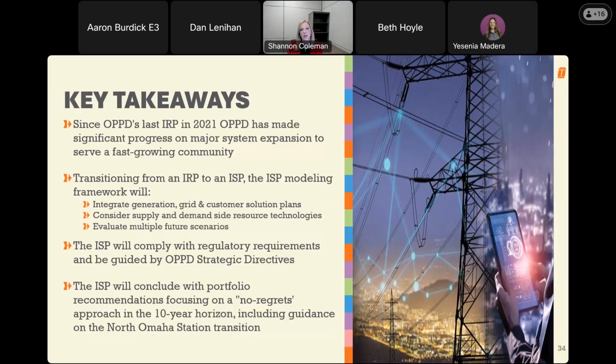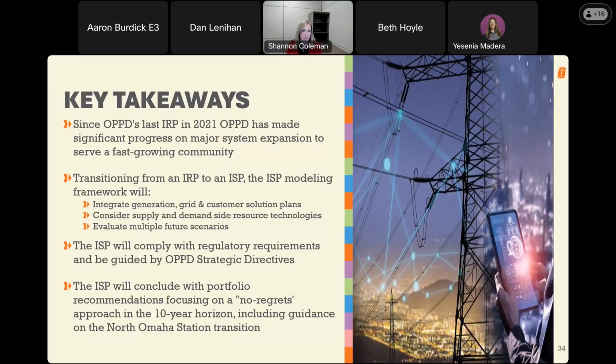The value of each potential portfolio will consider not only its cost, but the risk mitigation it can provide in responding to unknown futures. Like all of our planning processes, the ISP will be conducted within the constraints of external regulatory requirements as well as board strategic directives, and will ensure that we will continue to comply with all applicable regulations. And ultimately, at the conclusion of the ISP, we'll determine a 10-year action plan that will guide our next steps with recommendations for portfolio expansion.